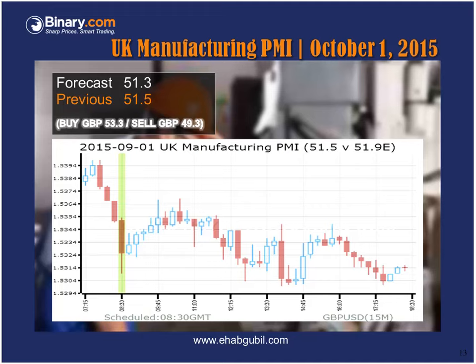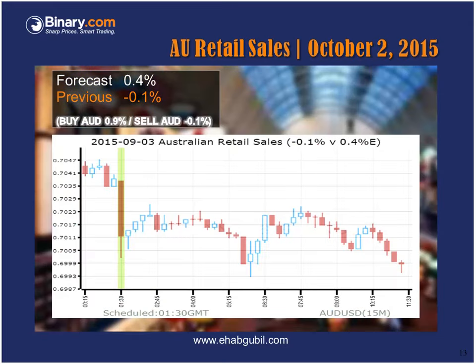So we could wait after the release, no deviation, so we can place a trade, or we could place a trade downwards with expiry between 4 and 6 hours. Australian retail sales will be released on October 2nd at 2:30 a.m. London time.